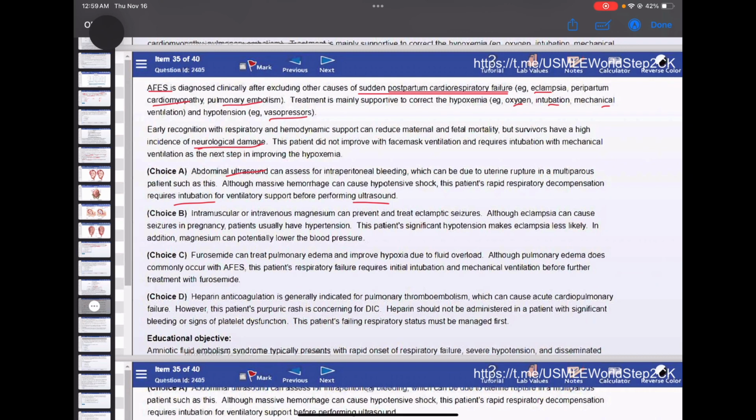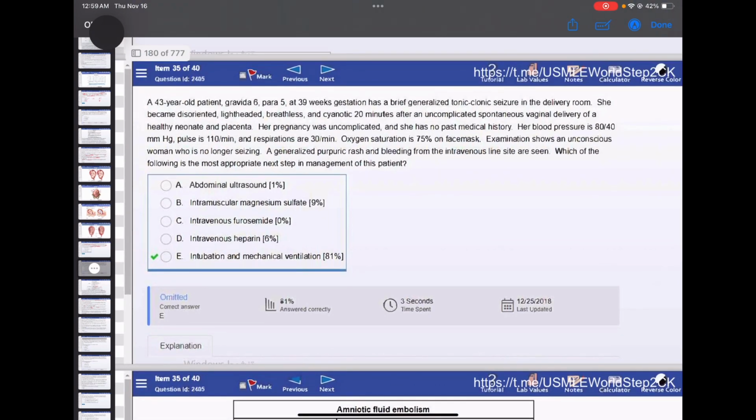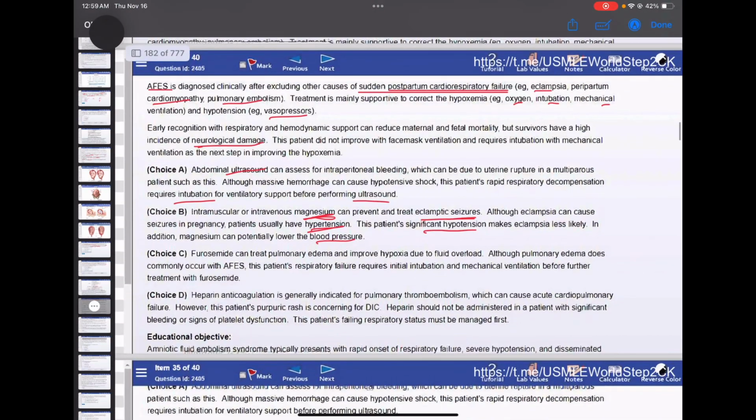Why not IM or IV magnesium? That could prevent and treat eclamptic seizures. Although eclampsia can cause seizures in pregnancy, patients usually have hypertension. This patient had significant hypotension, which makes eclampsia less likely. In addition, magnesium would further lower the blood pressure, so we cannot even think about magnesium. I know that the first thing we have in mind with tonic-clonic seizures is magnesium, but that would further lower the blood pressure.